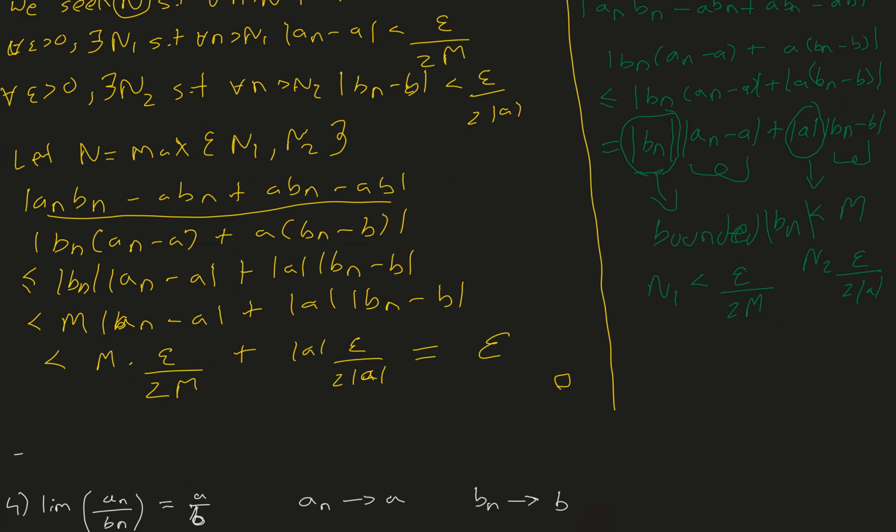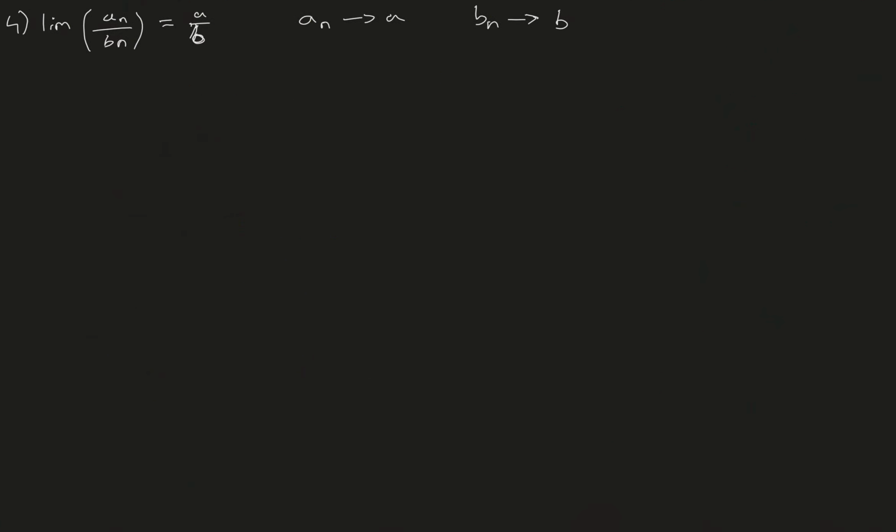So let's take a look at the fourth and final case. Alright, let's take a look at the fourth theorem. We're supposed to show that the limit of an over bn is the same as the limit of a over b. To show this, let's use the previous theorem.